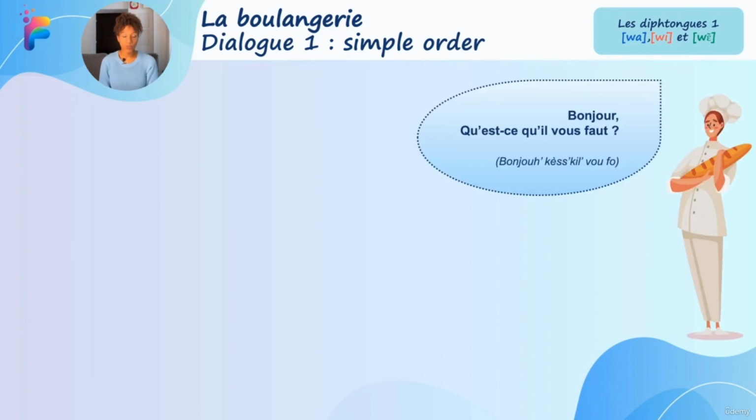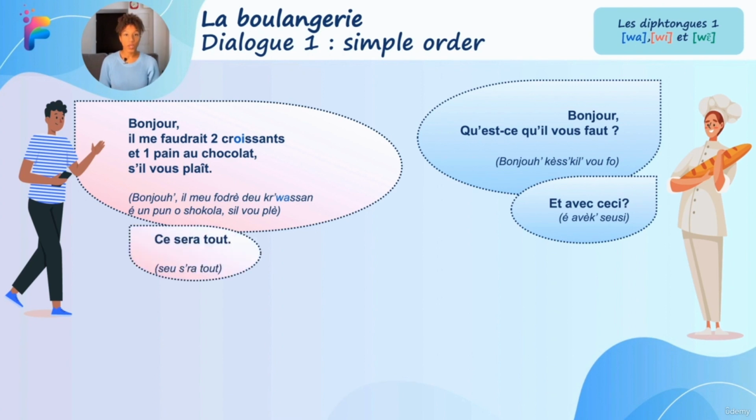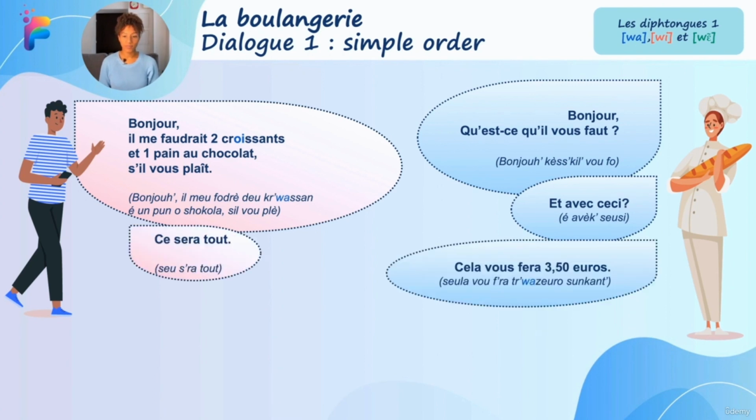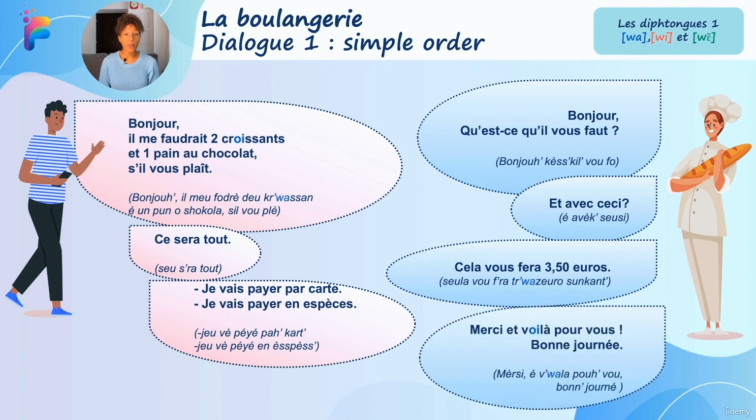Okay? Bonjour. Qu'est-ce qu'il vous faut? Bonjour. Il me faudrait 2 croissants et un pain au chocolat, s'il vous plaît. Et avec ceci, ce sera tout. Cela vous fera 3,50 €. Je vais payer par carte. Je vais payer en espèces. Merci et voilà pour vous. Bonne journée. Merci. À vous aussi.